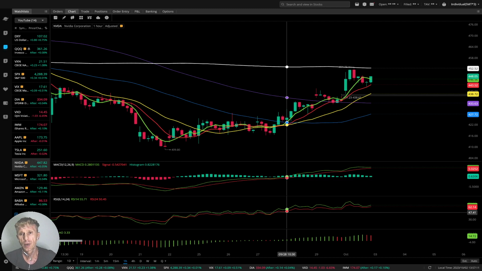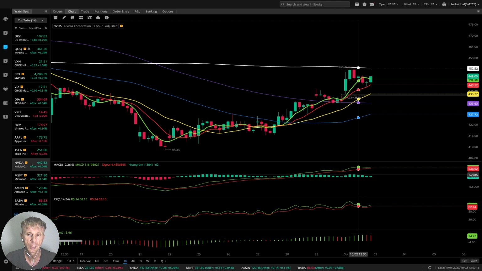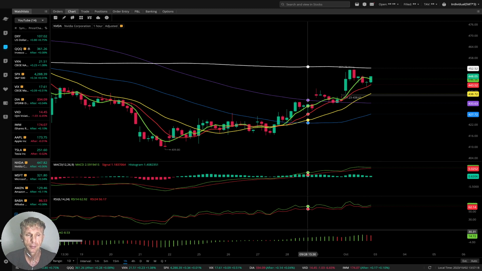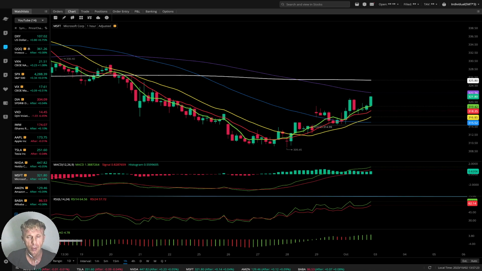1 hour time frame, MA5, 10 and bars above 20, bullish trend on all indicators except awesome oscillator. Nvidia positive bullish on all time frames.